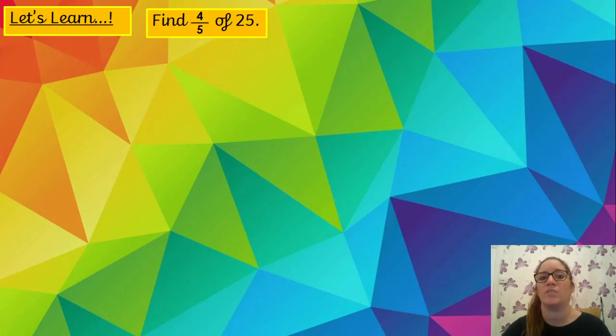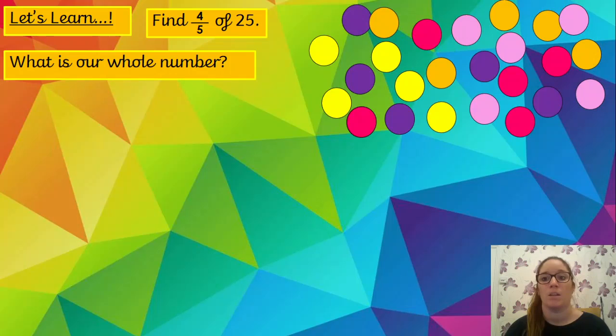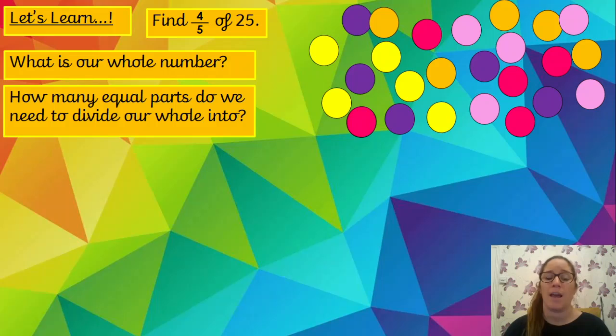Our question is to find 4/5 of 25. So out of those, which is our whole number? Well, we know the fraction isn't a whole number because that's only 4/5. So 25 is our whole number. So I've got 25 counters. You don't need to do anything yet, you're just watching. 25 counters. How many equal parts do we need to divide our whole into? What's going to tell us that? Is it our numerator or our denominator? It's the denominator which tells us how many equal parts we have. So we can see that we need 5 equal parts.